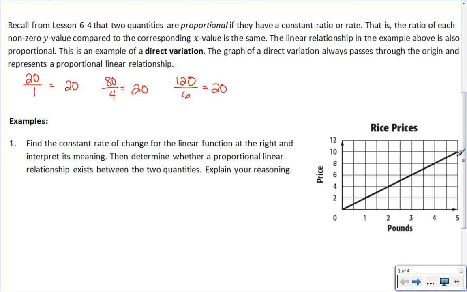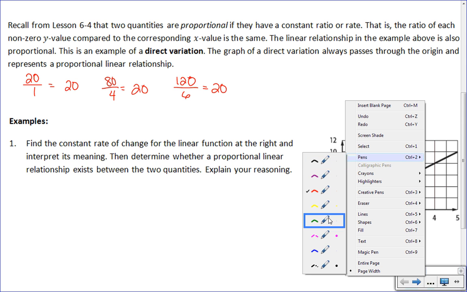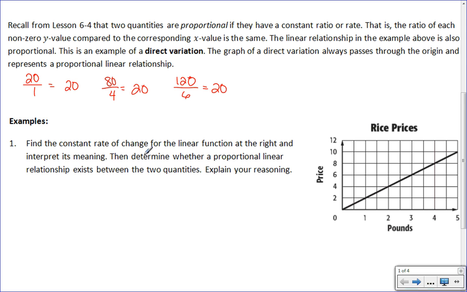Alright, so let's look at an example of a possible direct variation. Example 1 says, find the constant rate of change for the linear function at the right and interpret its meaning. Then determine whether a proportional linear relationship exists between the two quantities. Explain your reasoning. Okay, so let's first find the constant rate of change for the linear function at the right. And remember, we know that the rate of change is constant because it's a straight line graph. So let's choose 2 points on this graph to find the rate of change. And let's use this point here and that point there.